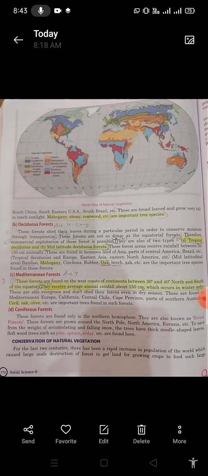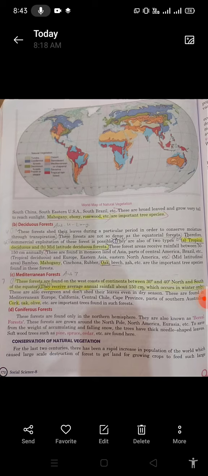Next, C, Mediterranean forest. These forests are found on the west coast of the continents between 30 to 40 degrees north and south of the equator. They receive average annual rainfall of about 150 centimeters, which occurs in winter only. These are also evergreen and don't shed their leaves even in the dry season. Oak and olive are such important trees found in this type of forest.